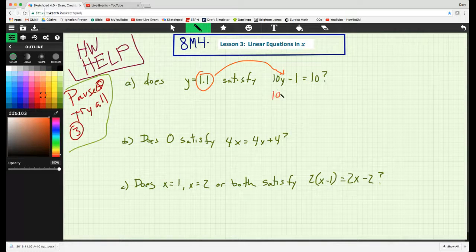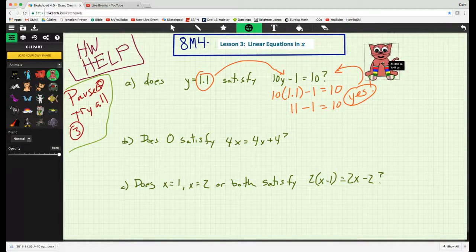Let's say it's 10 times 1.1 minus 1. Does that equal 10? Well, 10 times 1.1 is 11. I won't do the math for you, but you should know how to multiply that. Minus 1 equals 10. So does 11 minus 1 equal 10? The answer is yes. Happy cat.